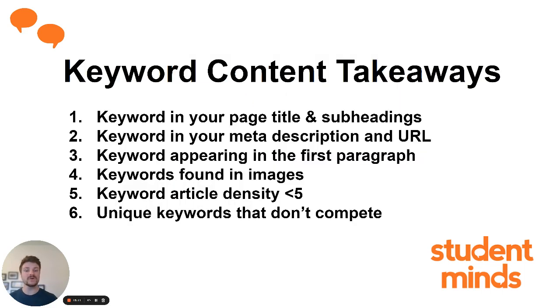Some core keyword takeaways when writing content are: keywords in your page title and subheadings, keywords in your meta description and URL, keywords appearing in the first 10% of your content or the first paragraph, keywords found in the alt text on the images, such as the featured article's image as well. Keyword article density is less than 5. The unique use of keywords, and that specific keyword isn't being used as a primary keyword elsewhere in your website. So now let's look at some don'ts of what to do when approaching keyword optimization.